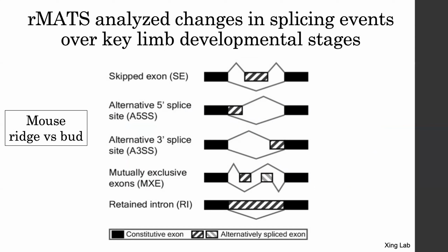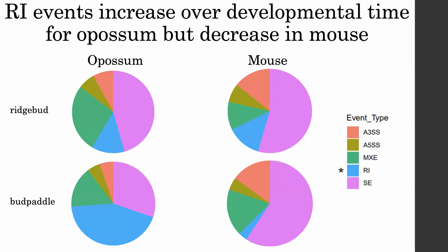It then calculates the change in splicing for each event within these two stages, which results in a delta PSI value, or percent spliced in. This value basically reflects how one specific splicing event changes going from one group to the other, such as from the ridge to the bud.